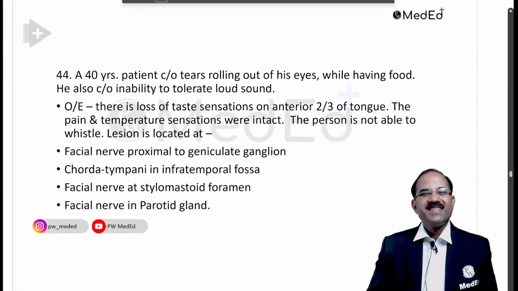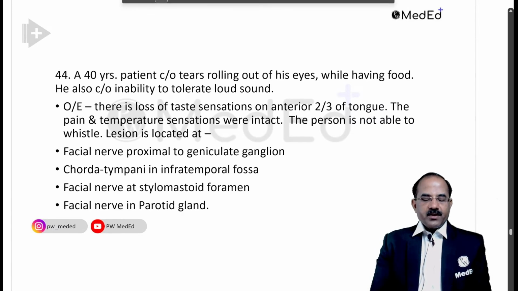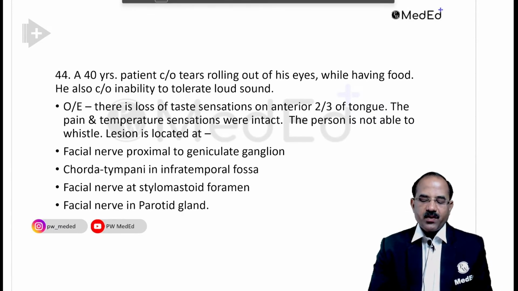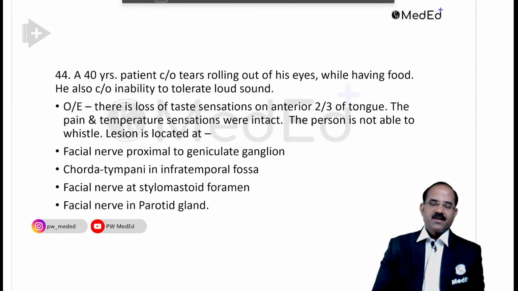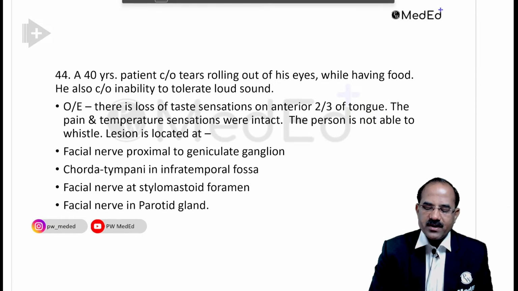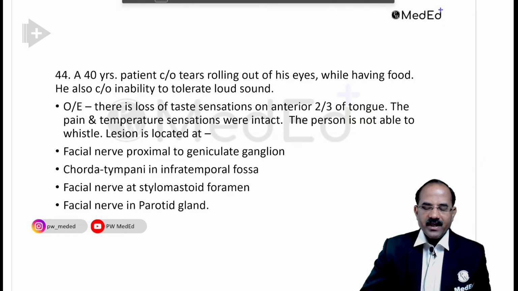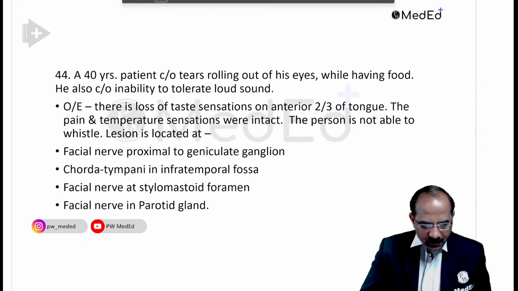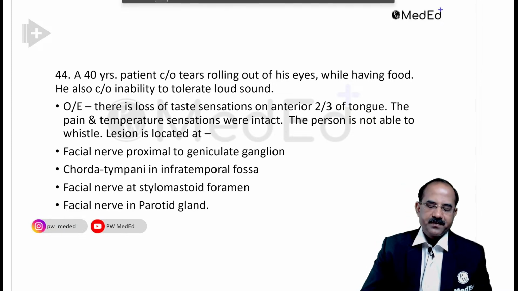Come on, students, see the next MCQ. Number 44. A 40 years patient complains of tears rolling out of the eyes while having food. Also inability to tolerate loud sounds. On examination, there is loss of sensations on the anterior 2/3 of the tongue. The person is not able to whistle. Lesion is located at. Yes, answer this.